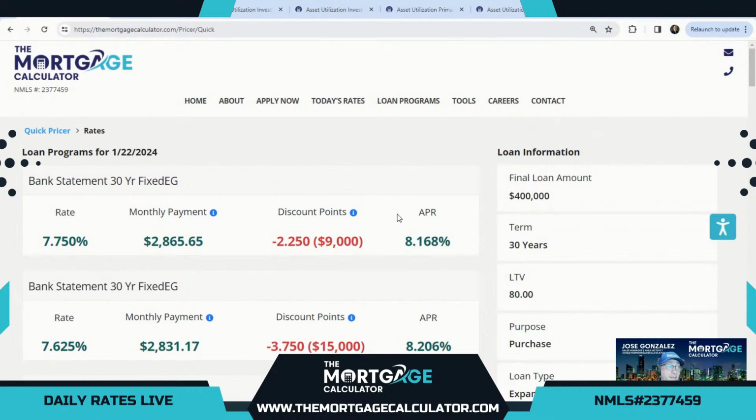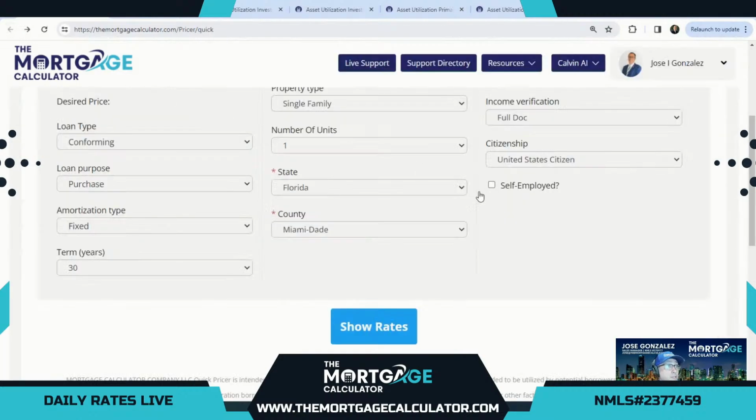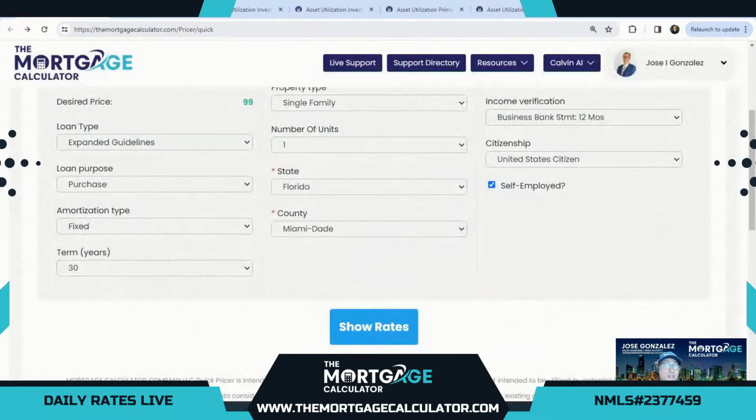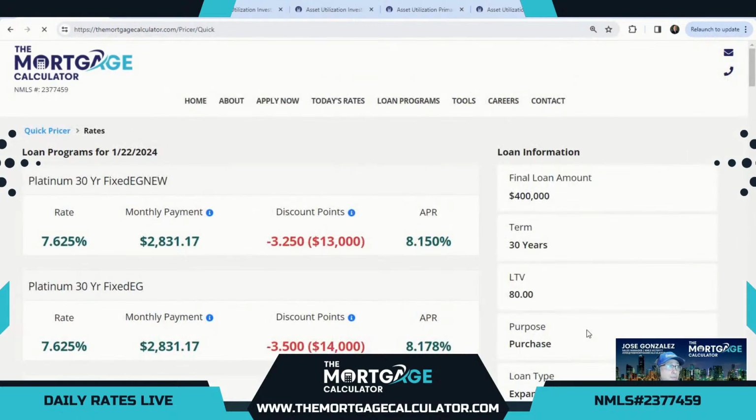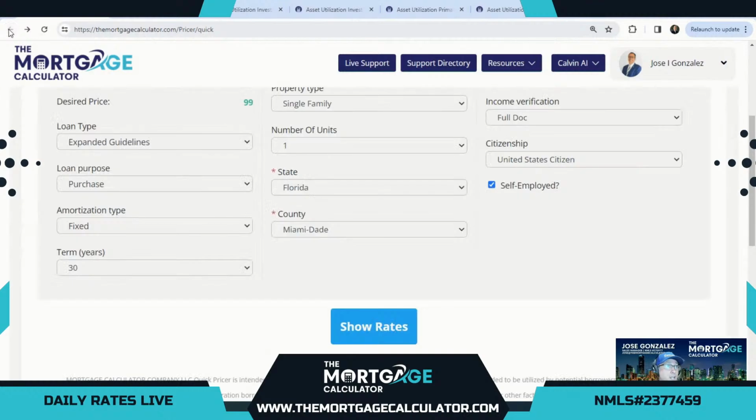But here our bank statement option is very competitive when you're comparing it to the full doc conforming option. So let's go full doc expanded guidelines, right? That was our bank statement. Let's compare full doc apples to apples. 7.625, 3.25, again, very similar to the conventional option that was also full doc.